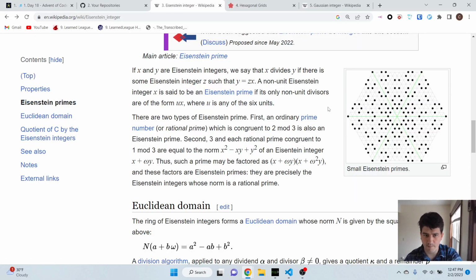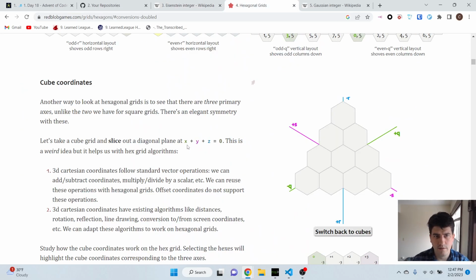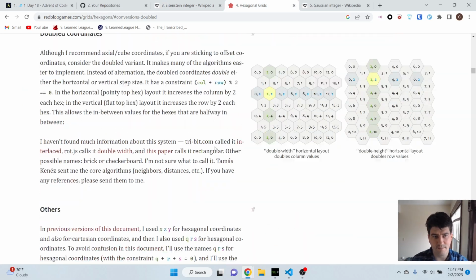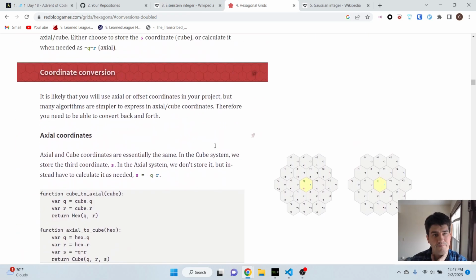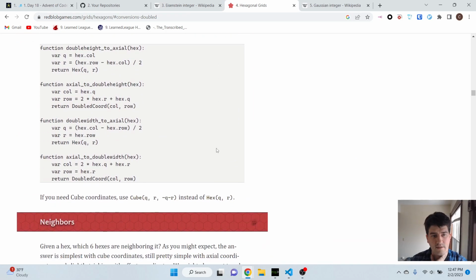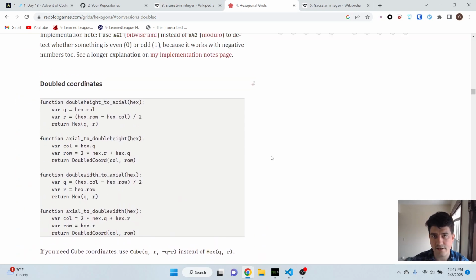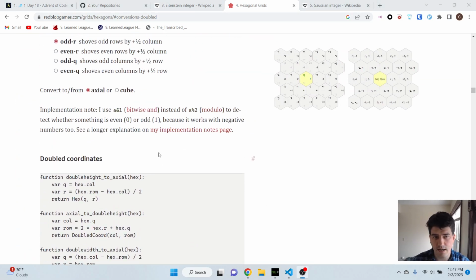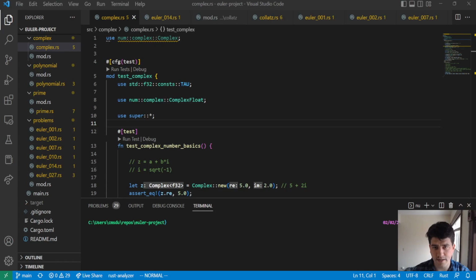I want to model the Eisenstein primes in Rust, and I want to see if we can use them to do these sorts of manipulations more easily in a hex grid. So let's jump to it.